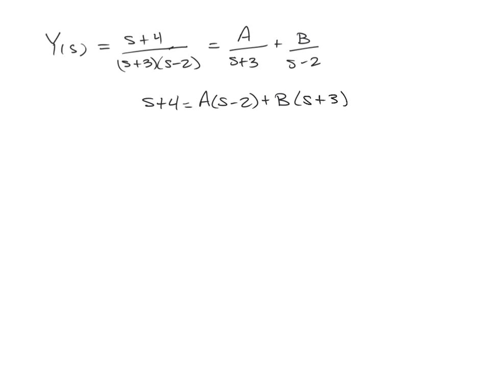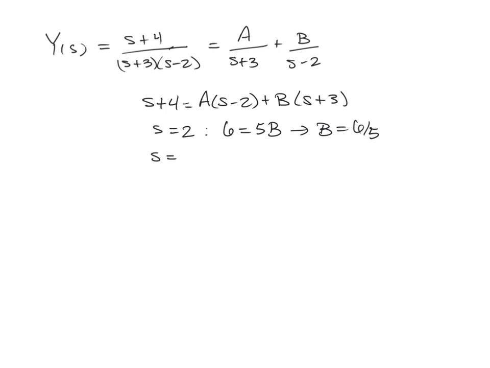So one such value would be s equal to 2. In that case, the left-hand side becomes 6, and the right-hand side becomes 5 times B, and the A term cancels out. That makes B equal to 6/5.